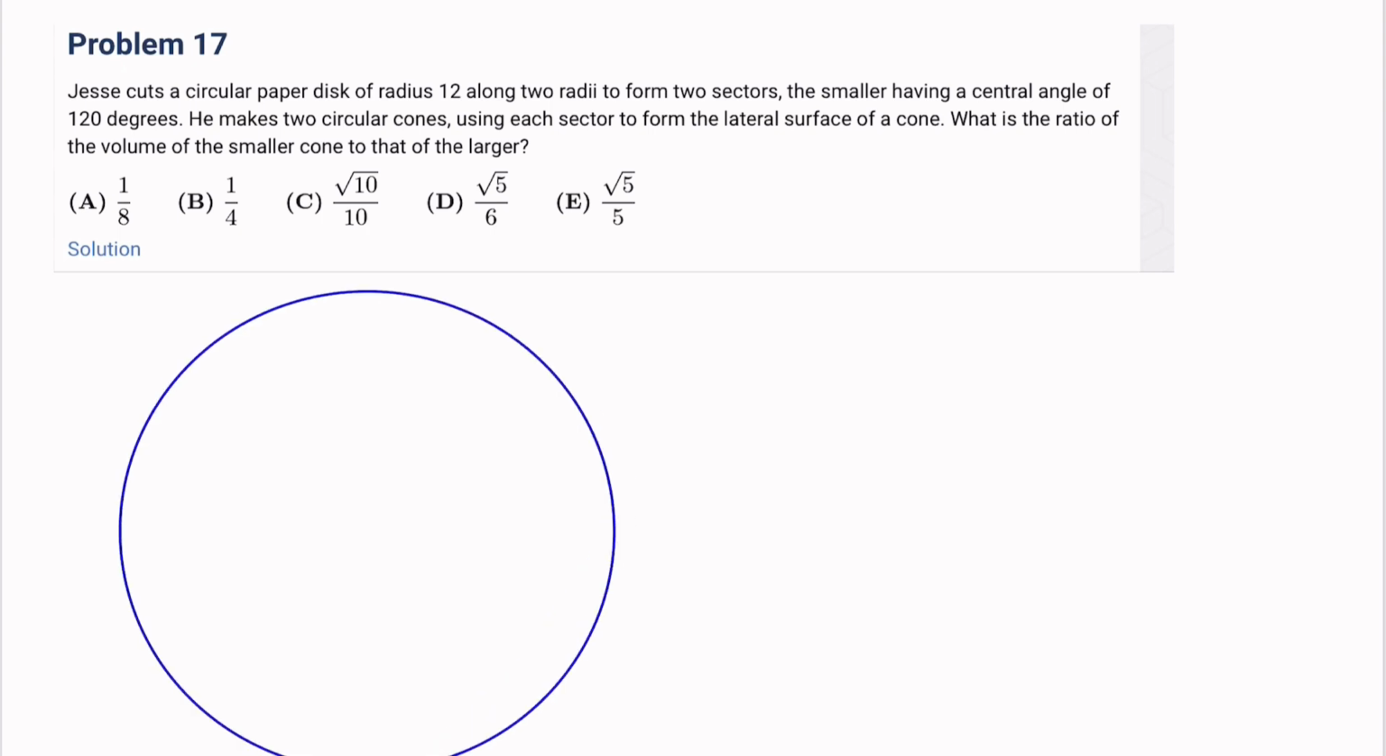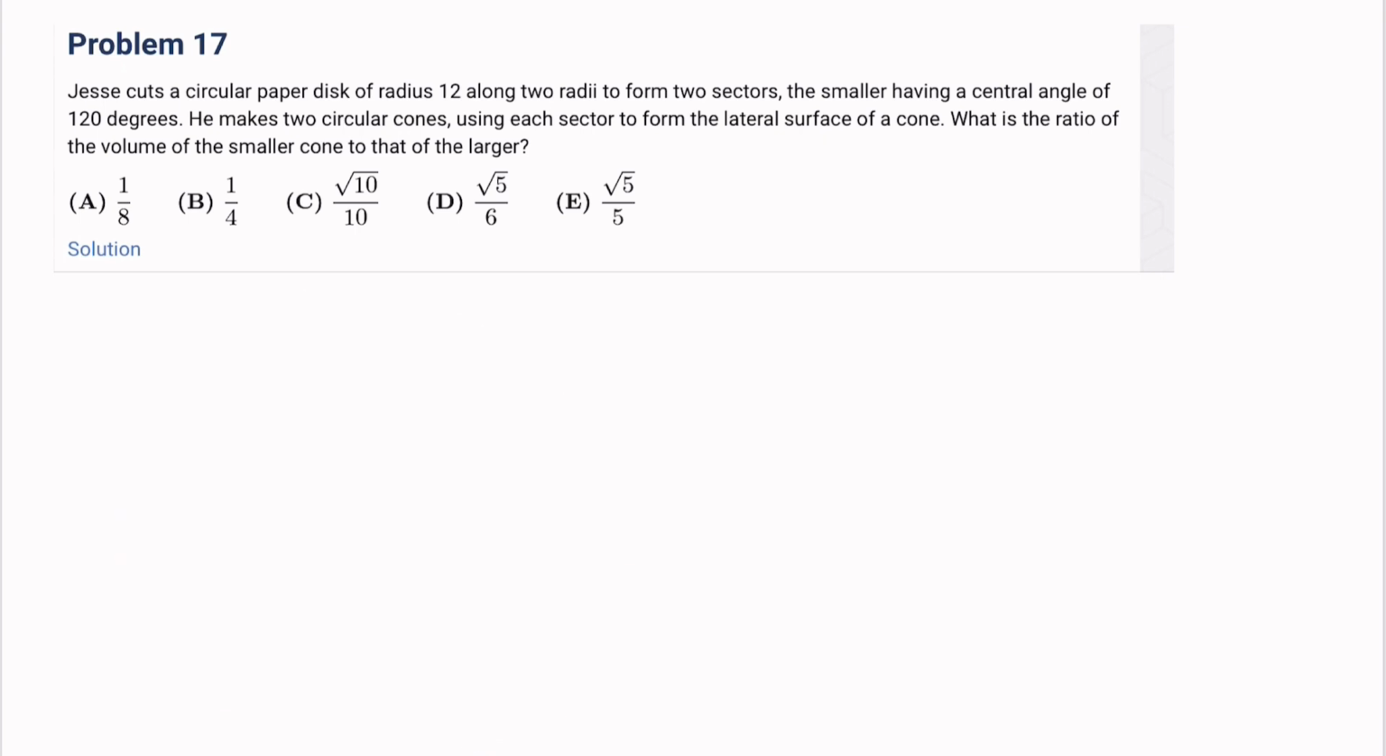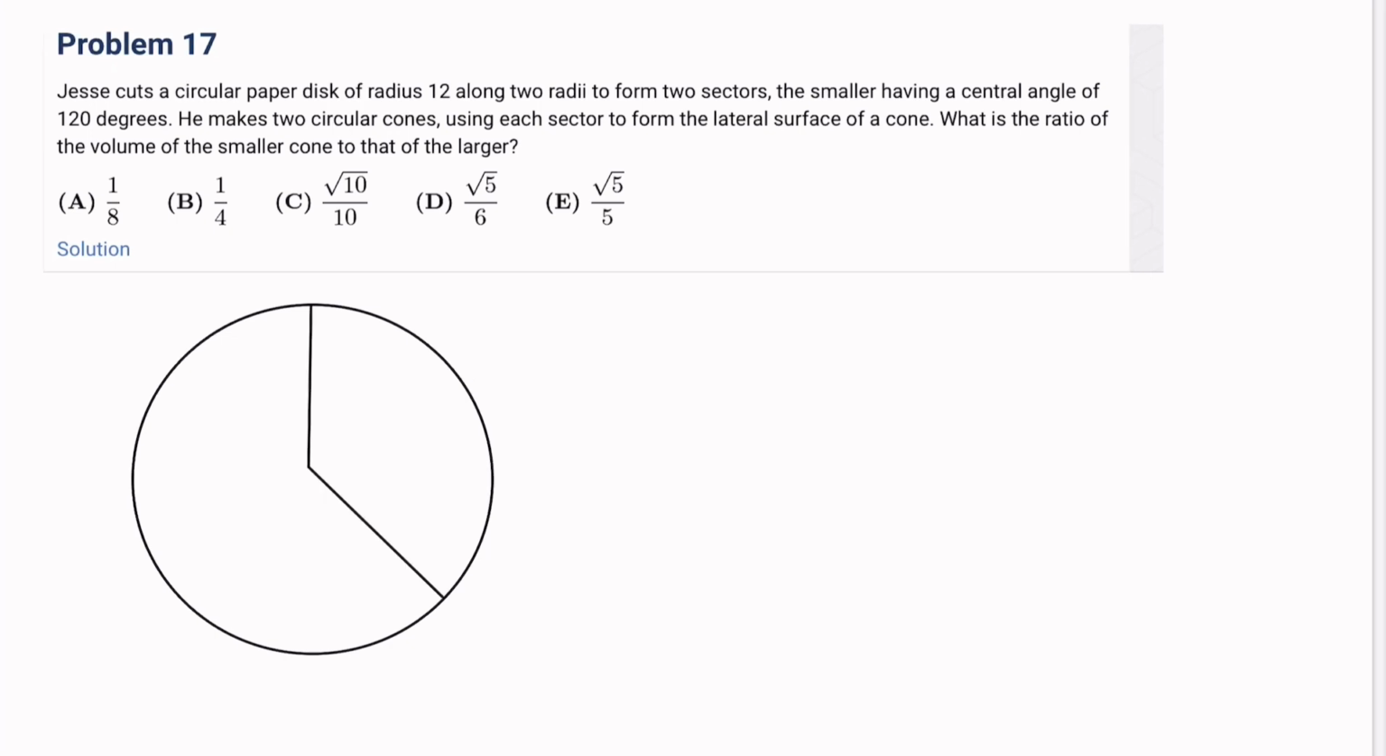Let's make a circle, and no, let's make it in black. So that will be our circle, and the radius will be 12, cut along 2 radii. This should be 120 degrees because the smaller has a central angle of 120 degrees, right? And so this part will be 1 cone, and this part will be 1 cone. And so the smaller cone is the cone that uses this part, right?